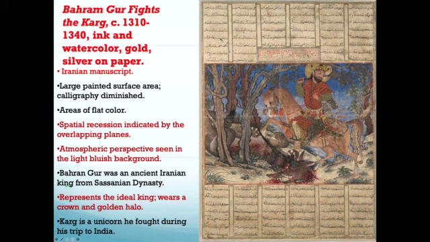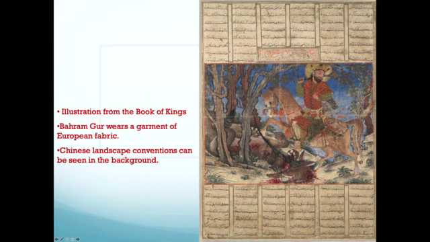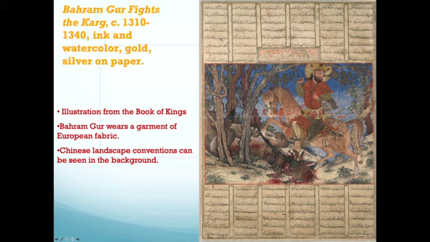So again, Bahram Gur is really just an Iranian mythic king that they don't know if he ever really was real, but they believe that he was the one that started one of the ancient Iranian dynasties, which is from the Sasanian dynasty. So the illustration is from the Book of the Kings. Bahram Gur wears a garment that appears to be of European fabric, and then the Chinese landscape conventions can be seen in the background. So because of the Middle East, they've got impacts of art coming from Europe and art coming from Asia.